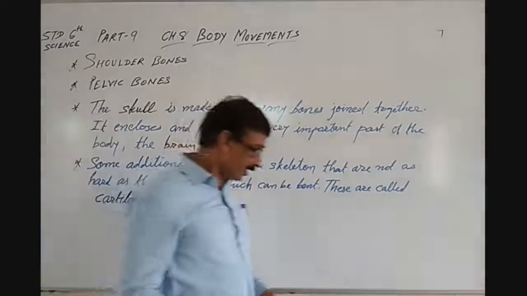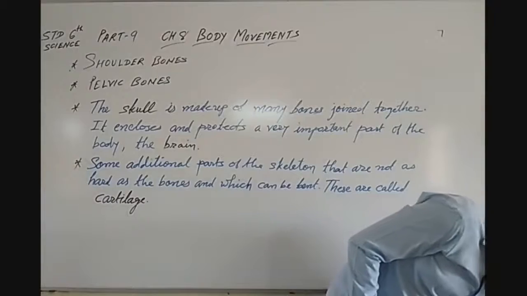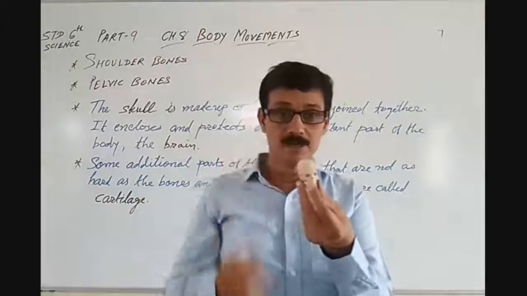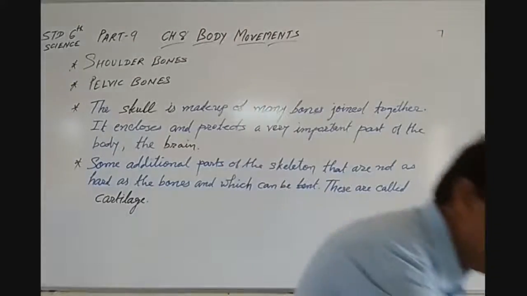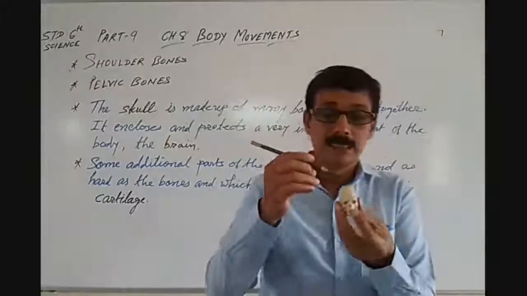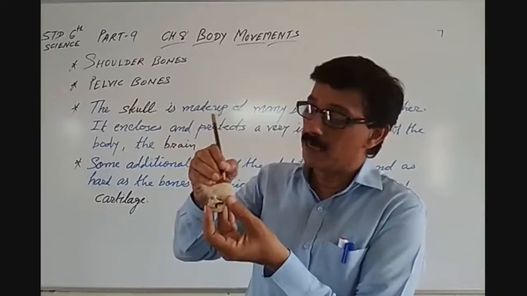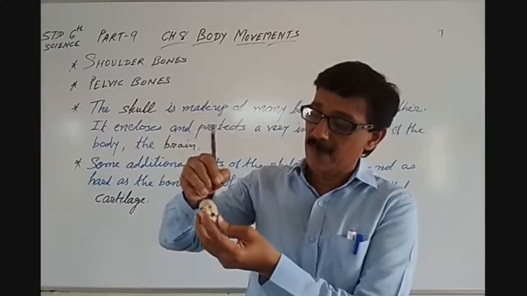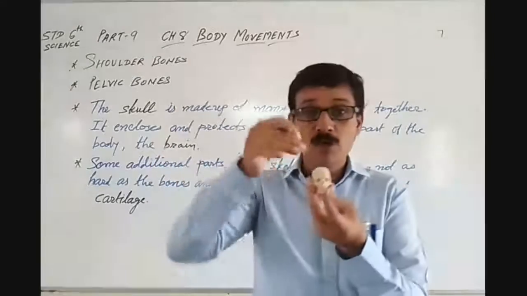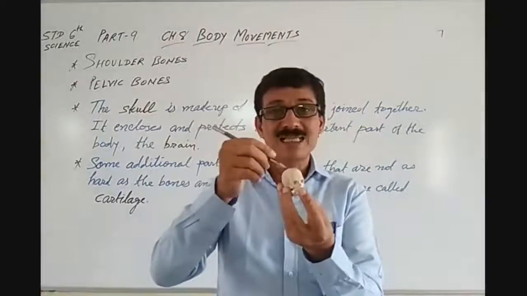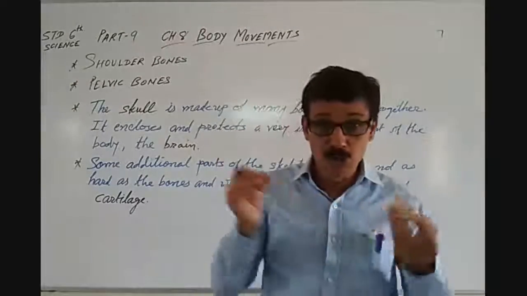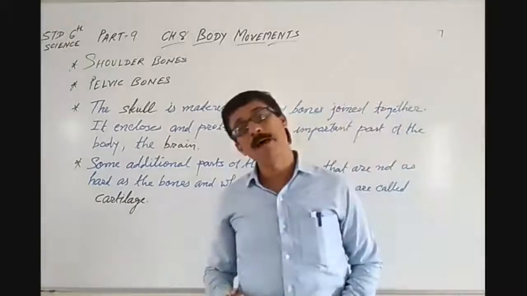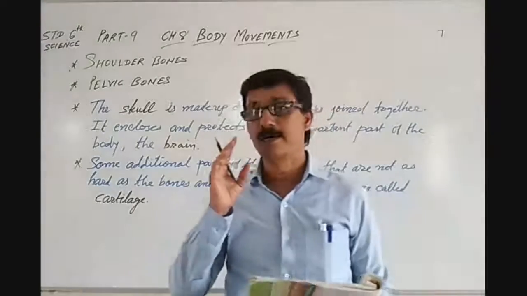Okay, now let's see this skull also. See here, you can see the head, isn't it? Actually, there are some lines somewhere over here, somewhere over here. You cannot see those lines, but they are there, in your figure also. So this skull is made up of many bones joined together, and it protects a very important part of our body, that is the brain.